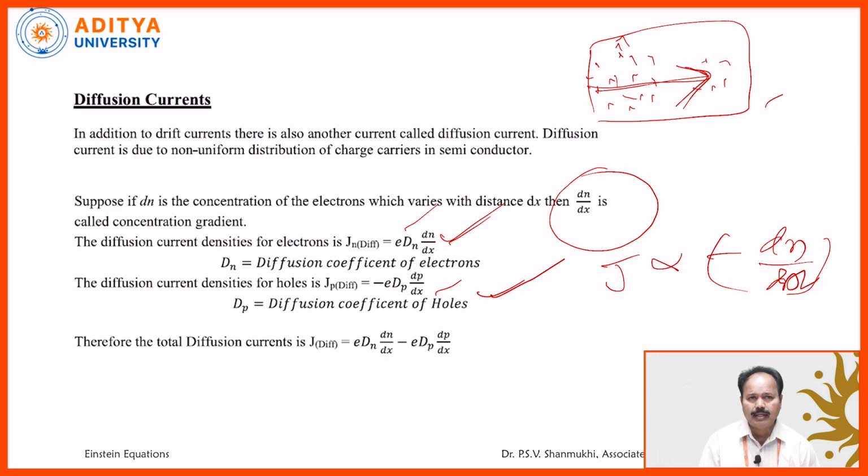In the same way, if both electrons and holes are there in a semiconductor, and both are causing diffusion current densities, then how do we write the diffusion current density? J diffusion is equal to E into dn by dx minus E into dp by dx. We can write it like this; this is the diffusion current density.